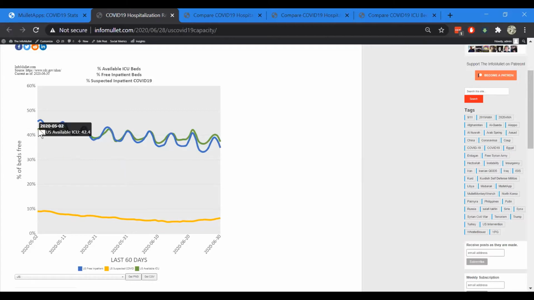Up at the top here, you see these two lines. The blue is hospital beds, just any bed whatsoever. The green is ICU beds, and this is the percent capacity remaining. So think of this as the free percent. If you had no patients in the hospital, this would be up at 100%. If you had no beds left, this would be at 0%.